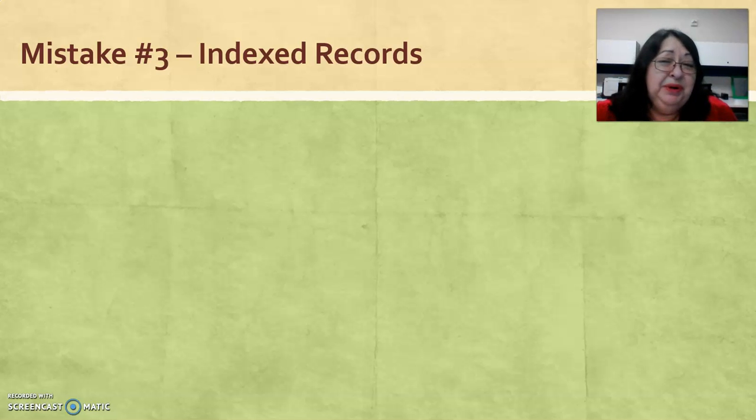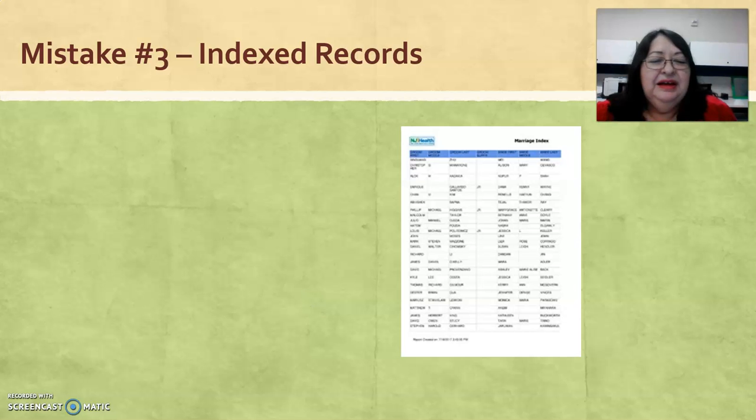Another common mistake we make is we rely on index records. Now, index records is when someone goes out there and transcribes, whether it's a microfilm image or what they find in documents, and just lists everything: the date, the name of the child, the parents, grandparents, and so forth. That information can be wrong. You're saying, how can it?